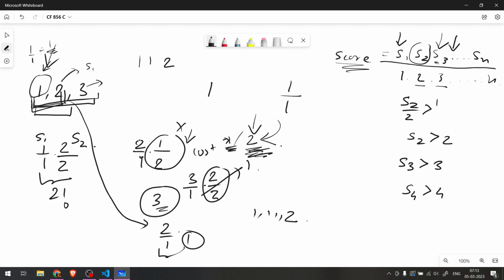So now we are done understanding the examples. So what is the logic and how do we solve this question?